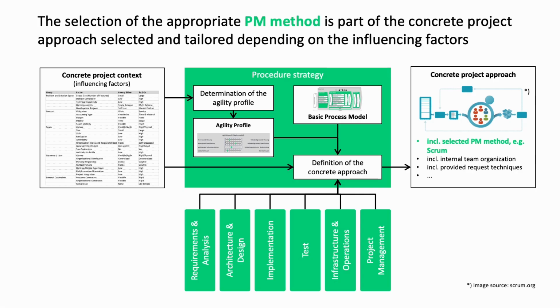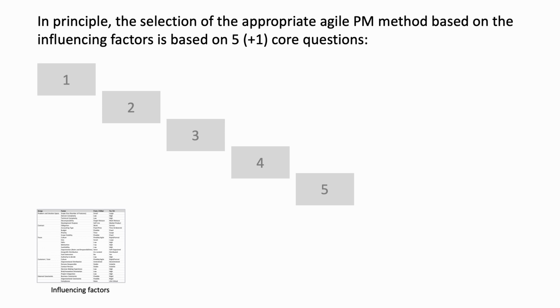We remember. In the video on the influencing factors, I explained how the concrete project procedure can be systematically defined on this basis. The selection of the appropriate agile project management method is an essential part of this. In simple terms, selecting the appropriate agile PM method works on the basis of the influencing factors using 5+1 core questions. Question 1 is whether the PM method is actually already specified in whole or at least in part.